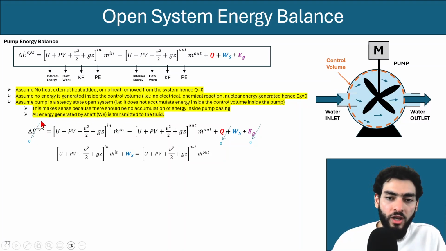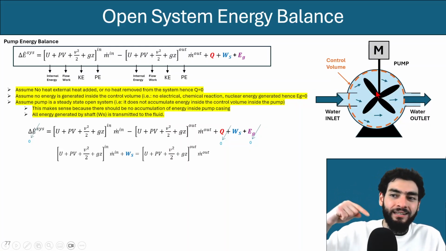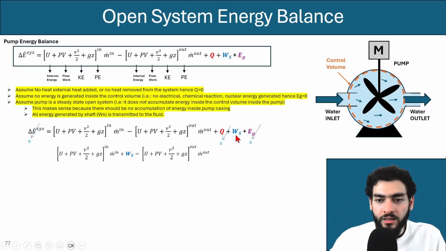So if we look at this energy balance equation, inside the control volume, we said we're assuming it's steady state. So energy rise inside the control volume is 0. And we obviously said that there is no additional heat added or removed from the system to the surroundings, so that is 0. And there's no energy generation inside the system, so that is 0. Then we have the shaft work, and this shaft work represents the work that is being provided by the shaft and added into the fluid, so we're going to leave that.